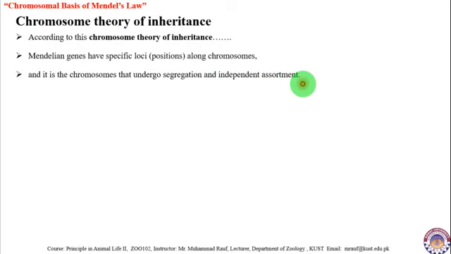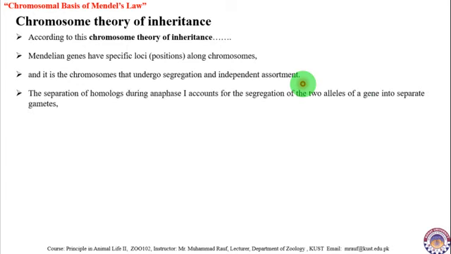Means the genes are located on the chromosomes, and the chromosomes are the vehicles which carry genes. They provide a seat to the gene, and the behavior the chromosomes show can be attributed to the behavior of Mendelian factors.